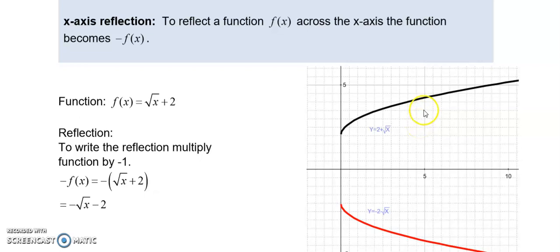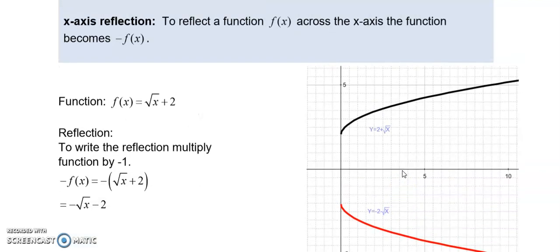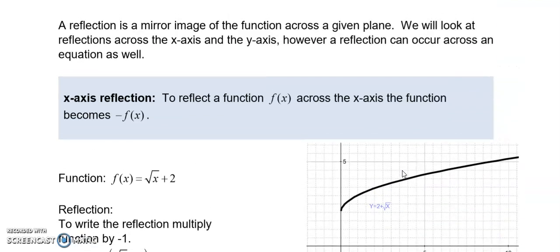If you were to reflect that across the x-axis, in other words, the x-axis acts as a mirror, it would turn into this red function shown down below. Now, how do we take an equation and reflect it across the x-axis? According to this blue box in your notes, to reflect a function f of x across the x-axis, the function becomes negative f of x.